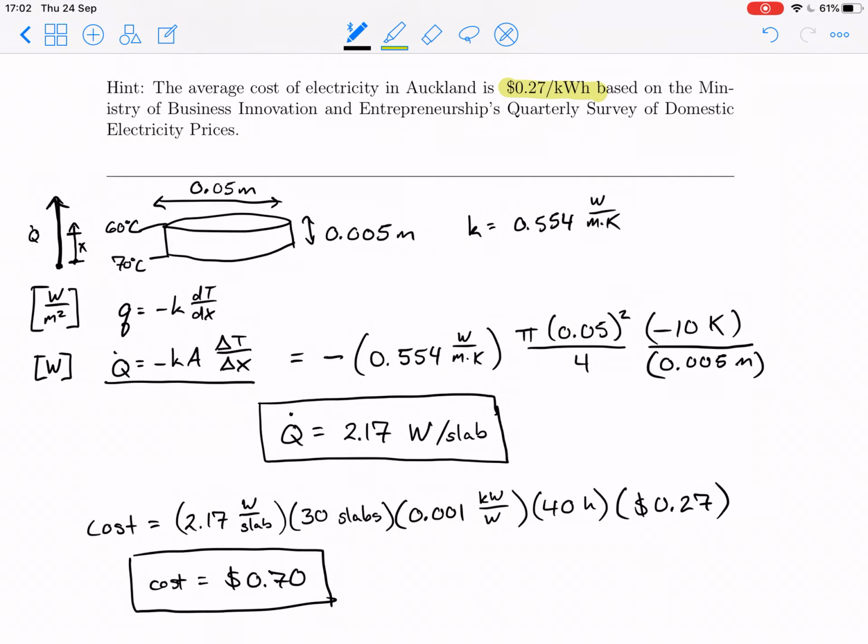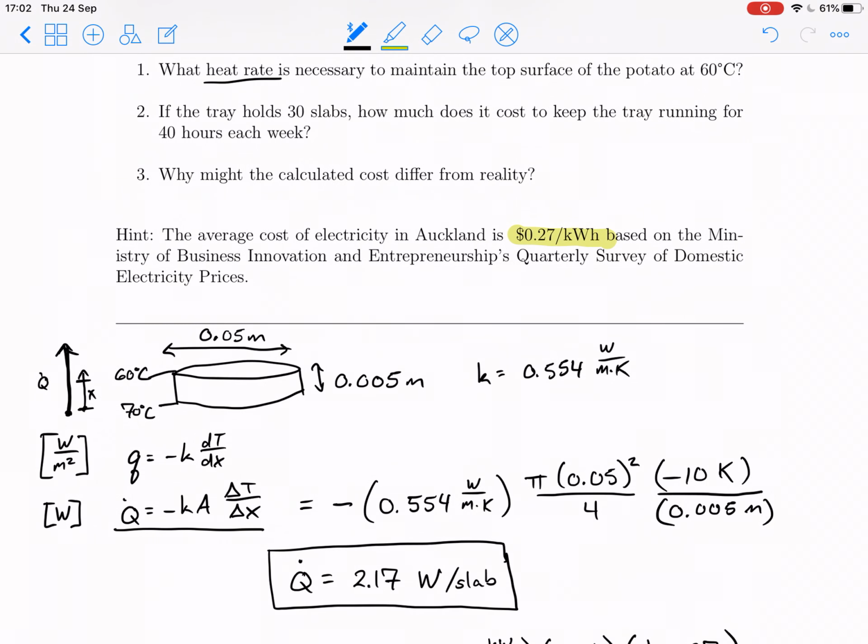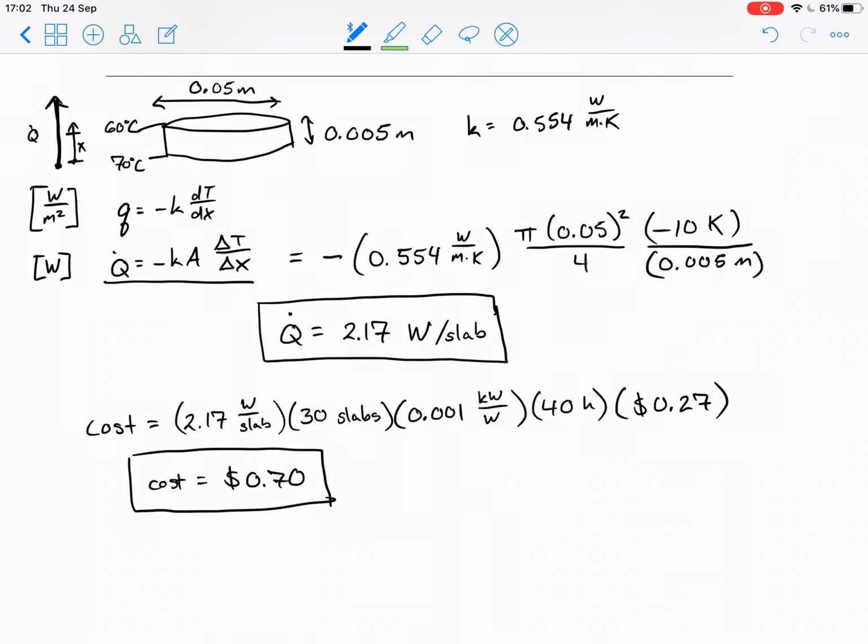The final part of the question is a little bit evaluative. It asks us to analyze why the answer we've computed is probably not correct. I mean, there's a couple of reasons. One is that, if this is our tray and you're packing potato rounds onto it, even if they're all the same size, they're not covering the entire surface area of the tray. And so heat is coming off of the tray itself. We've said that they were adiabatic here, and obviously this is not an adiabatic situation.